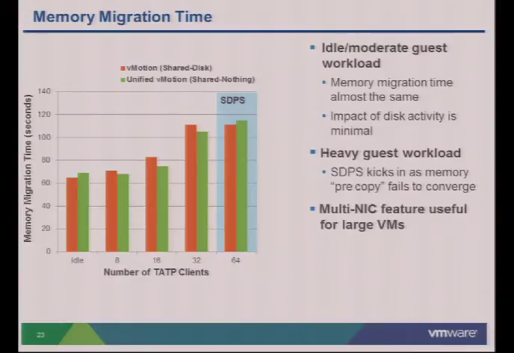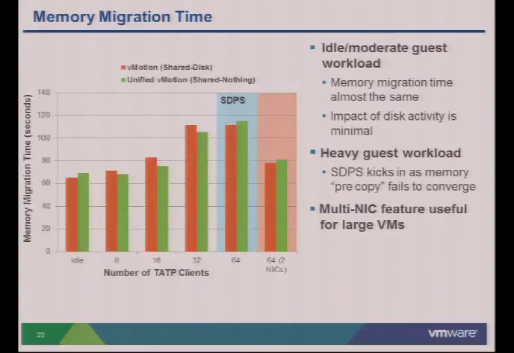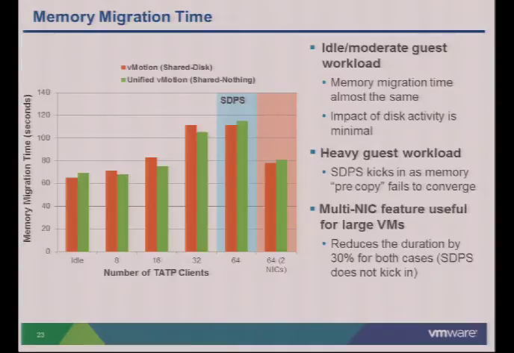So that's one option. Another option is if you have enough resource, for example, you can add an additional vMotion NIC, then we can take advantage of both bandwidth for these two vMotion NICs, and then we can converge the vMotion without introducing SDPS. So for example, here, if we hook up another vMotion NIC, we can see that the total migration time is going to be reduced by 30%, and we don't even have to kick in SDPS.